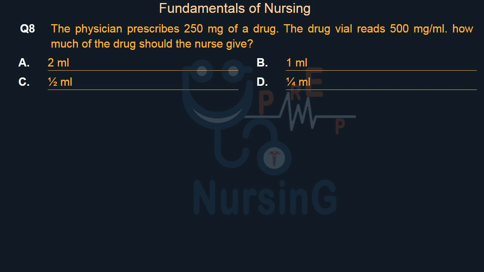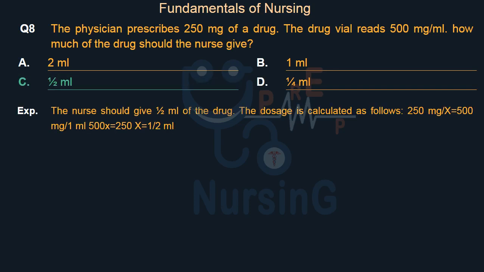Right answer is Option C. Half a milliliter. The nurse should give half a milliliter of the drug. The dosage is calculated as follows: 250 mg/x equals 500 mg/1 milliliter. 500x equals 250, so x equals half a milliliter.